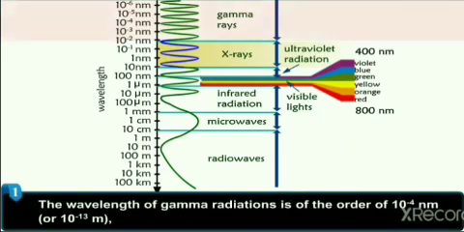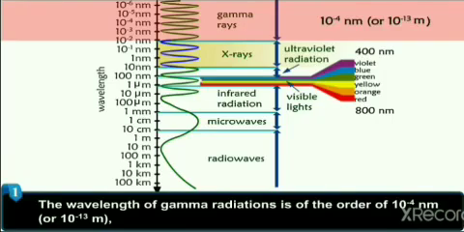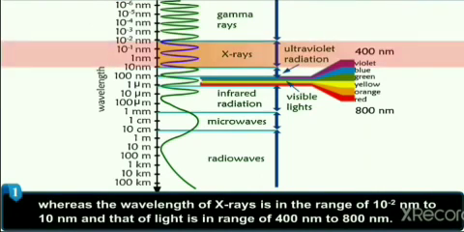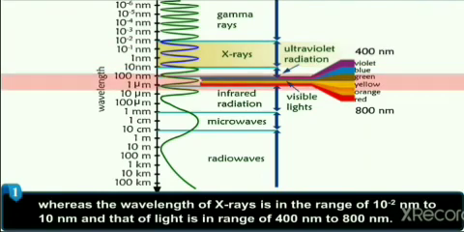The wavelength of gamma radiations is of the order of 10^-4 nanometer or 10^-13 meter, whereas the wavelength of X-rays is in the range of 10^-2 nanometer to 10 nanometer, and that of light is in the range of 400 nanometer to 800 nanometer.